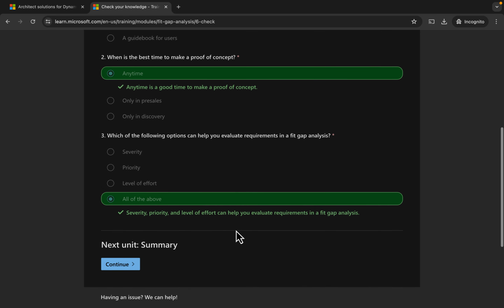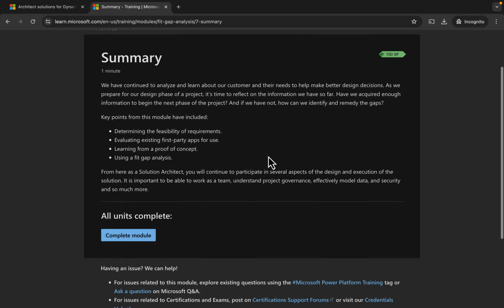You've now completed this module. Let's have a look at the summary. Summary. We have continued to analyse and learn about our customer and their needs to help make better design decisions. As we prepare for our design phase of a project, it's time to reflect on the information we have so far. Have we acquired enough information to begin the next phase of the project? And if we have not, how can we identify and remedy the gaps? Key points from this module have included determining the feasibility of requirements, evaluating existing first-party apps for use, learning from a proof of concept, using fit gap analysis.